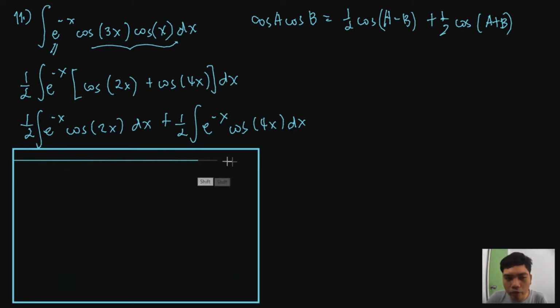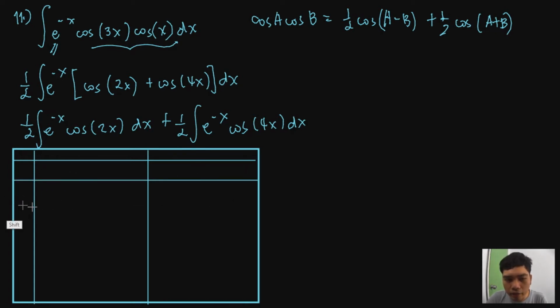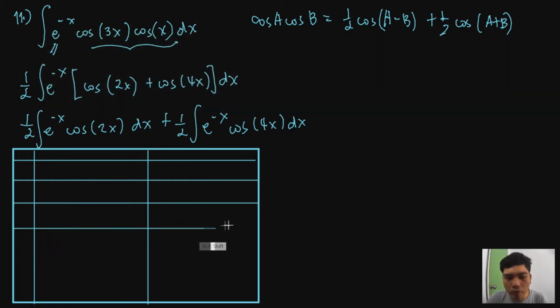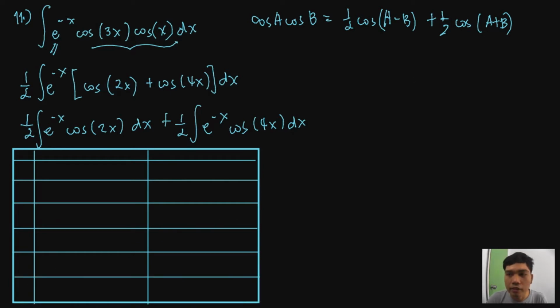All you have to do is to construct a table with 3 columns. The first column would be your sign. Then the second column would be your derivatives. And then the third one would be your integrals. Ganun lang naman siya, no? And then, lahat ng ating mga sagot is dito natin siya ilalagay.